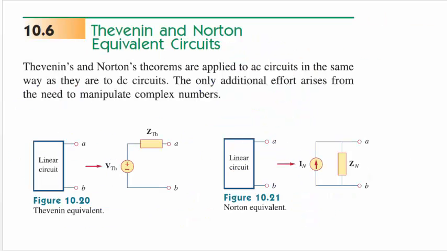We can also do Thevenin and Norton equivalent circuits, which has some relationship to those source transformations. But recalling, if you have some complex circuit here and you have 2 terminals, you can convert this complex combination of circuit elements into one equivalent voltage and one equivalent impedance. And there is a Norton equivalent that relates to it by source transformations. So the rules to find a Thevenin equivalent are exactly the same. The only additional effort arises from the need to manipulate the complex numbers.